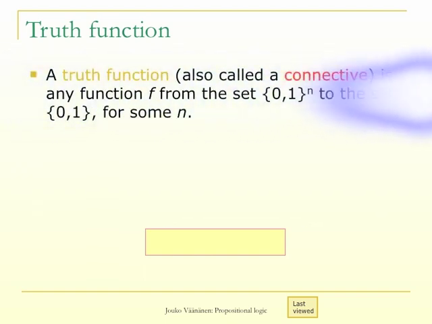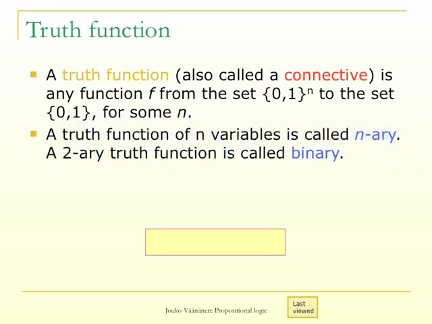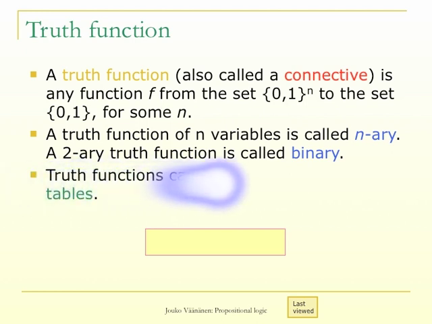A truth function, also called a connective, is any function f from the set {0, 1} to the power n to the set {0, 1} for some n. A truth function of n variables is called n-ary. A 2-ary truth function is called binary. Truth functions can be identified with truth tables.